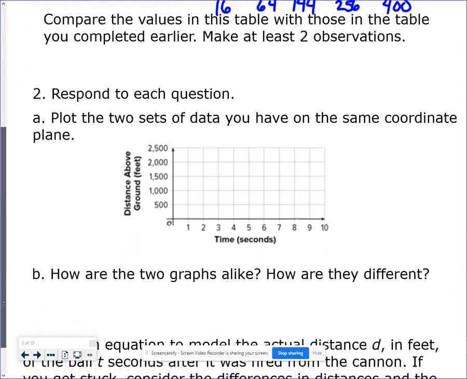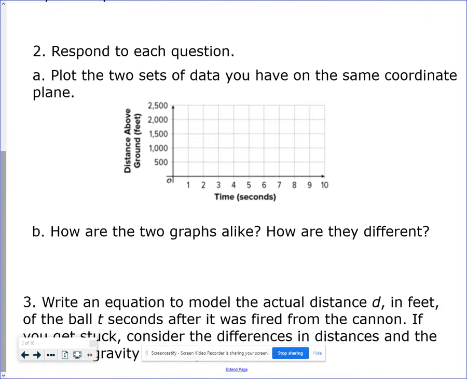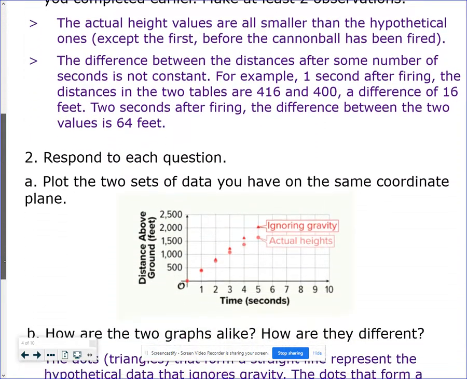So it says that we want to plot those two sets of data. I'm going to just go to the one that's actually done and graphed, and I'll show you that in a second. But we're going to be looking at how the two graphs are alike and how they're different, and then we'll have to come up with an equation. So we just talked about that.